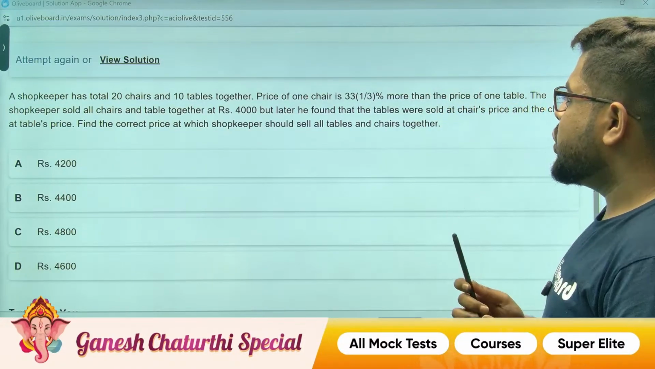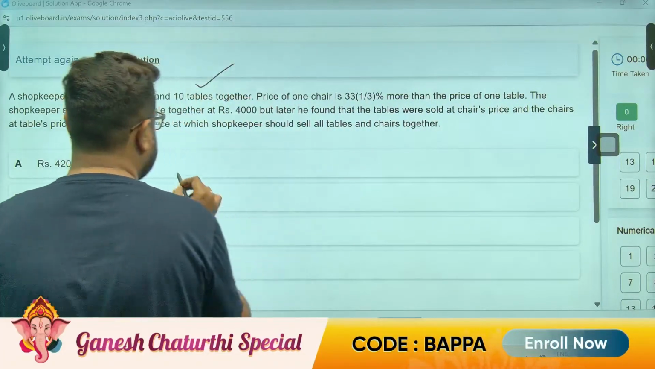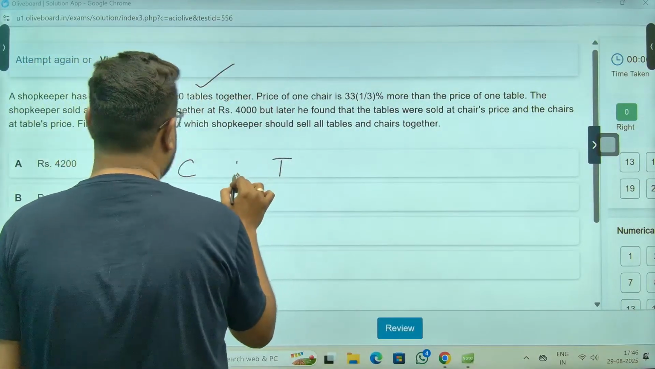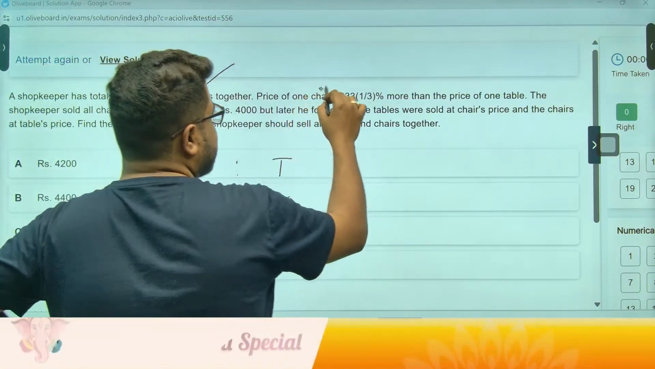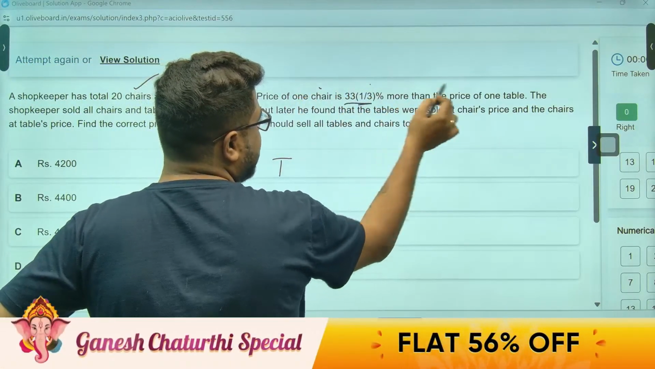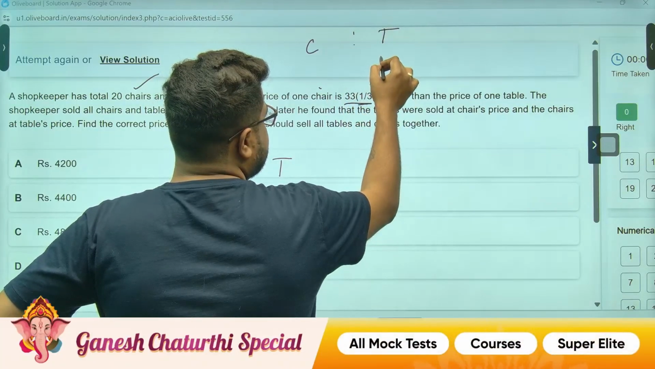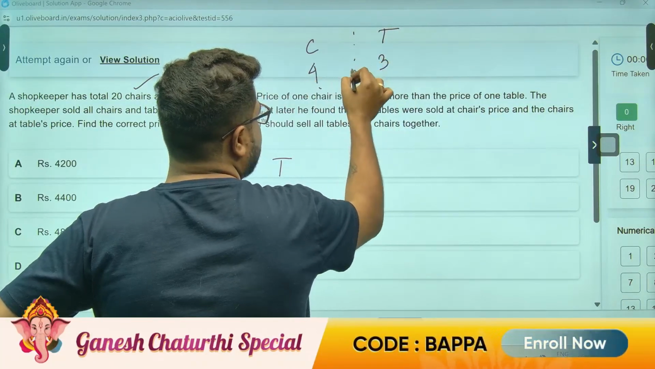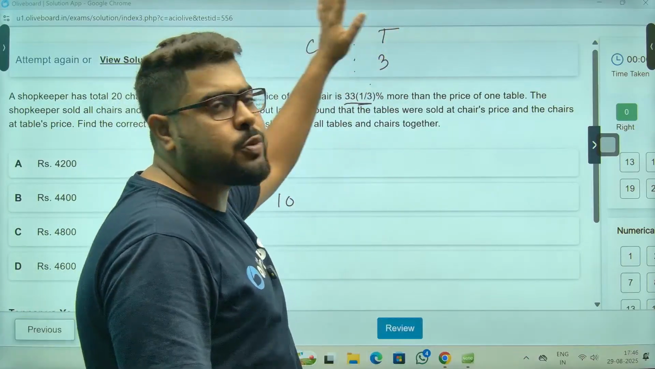Achha, sir. Shopkeeper had 20 chairs and 10 tables. Price of one chair is 1/3 more than price of table. This is a 3, this is a 4. Right? 3 is the price of one table. 1/3 more means it's 4.